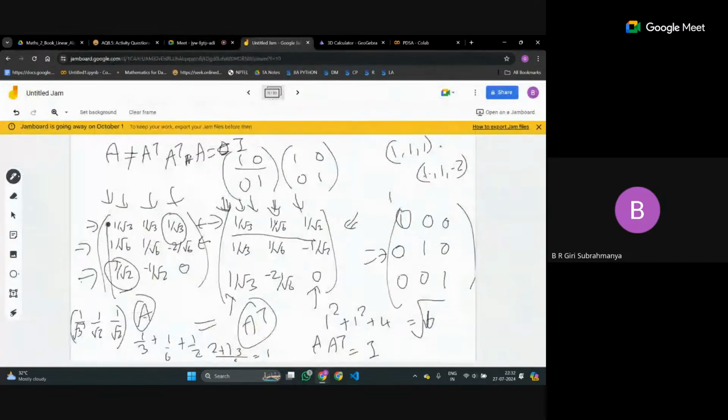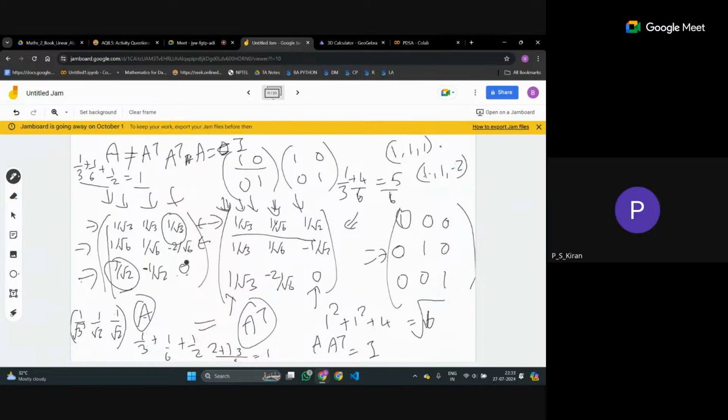Right now I just took the dot product and saw that the square of 1 by root 3 is 1 by 3, the square of 1 by root 6 is 1 by 6, and the square of 1 by root 2 is 1 by 2. Add these three, you will get 1. Similarly for the second one, 1 by root 3, 1 by root 6, minus 1 by root 2. When you square this, the minus will become plus, so you're again going to get 1. And similarly for the third one, 1 by root 3, minus 2 by root 6. The square of this will be 1 by 3, the square of this will be 4 by 6. Here you're getting 5 by 6.